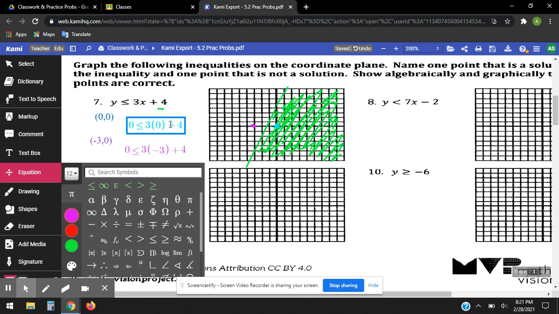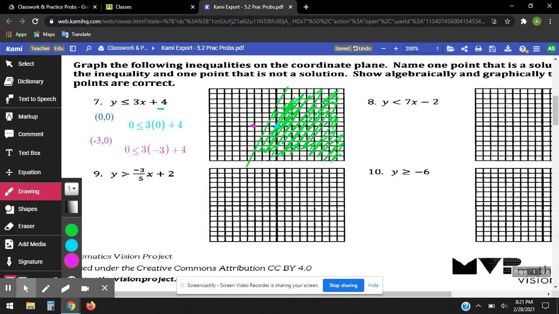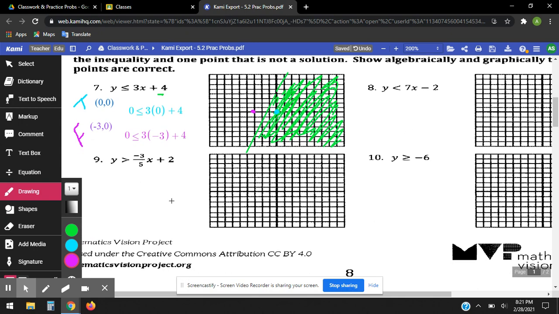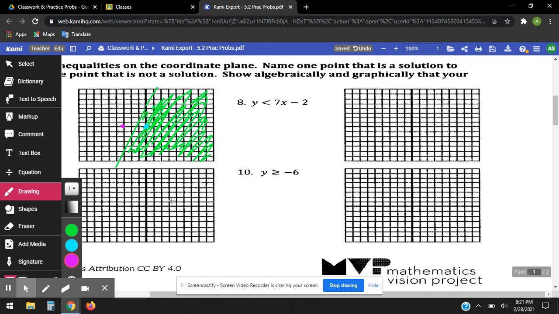So we have our true solution and our, let's just go ahead and mark that, true solution and not true. All right, our false solution. Okay, so I'm going to go ahead and do, I guess I'll do 8. We'll do it in order. Okay, so for here, I'm going to do yellow for my line because then it's easier to shade in and see.